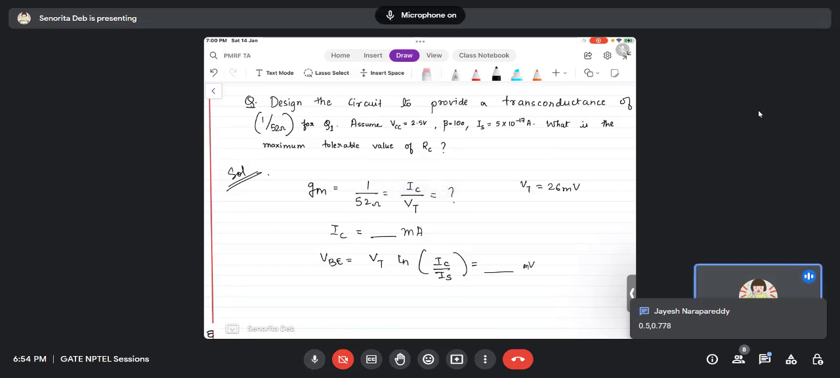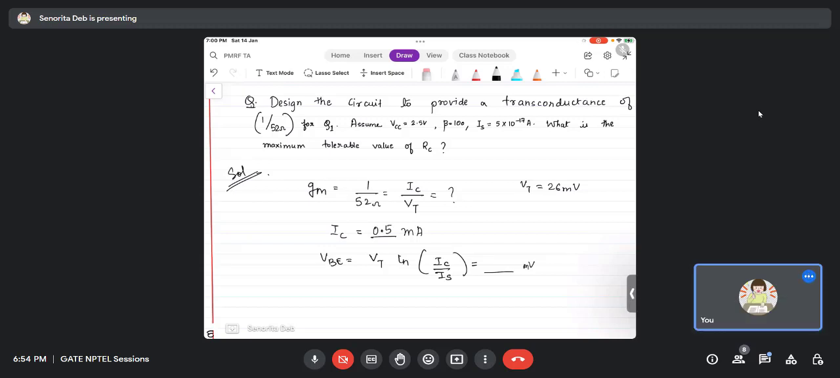Okay, so Jayesh has got it: 0.5 milliamperes and 778 millivolts. Okay, good.